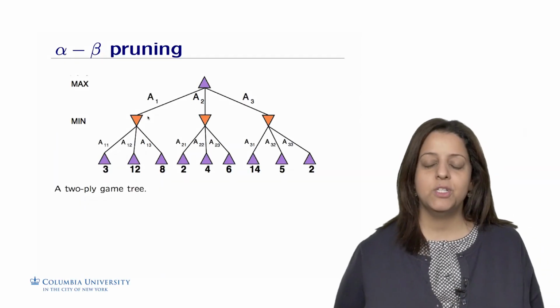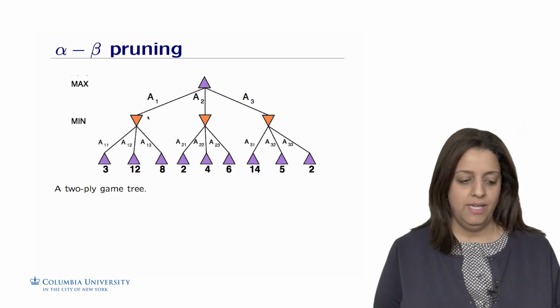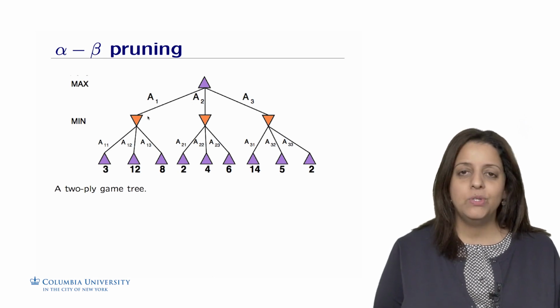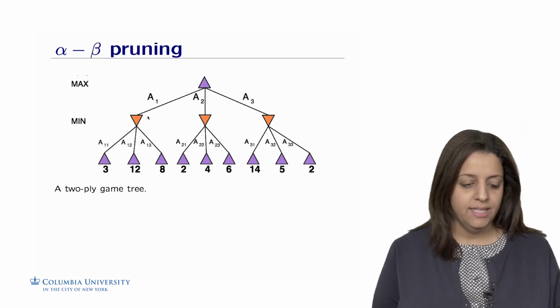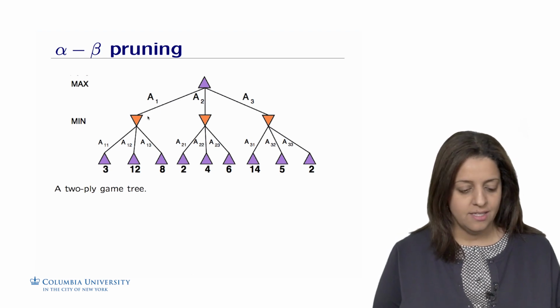Pruning is one of the most popular approaches to get rid of parts of the tree. The most popular approach for that is called alpha-beta pruning. Let's take an example with a two-ply game tree, just as follows.